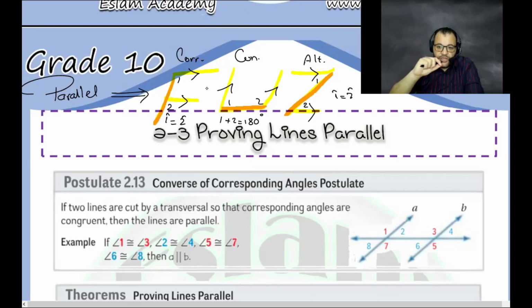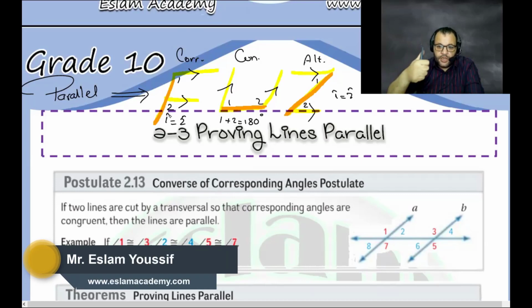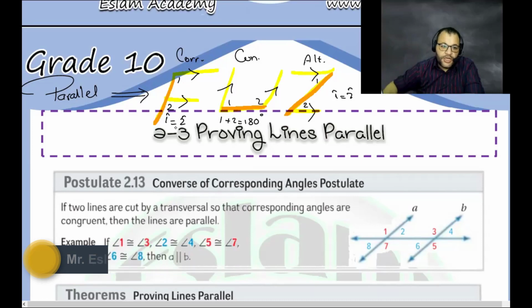The definition: they lie on the same side of the transversal, one interior and the other exterior. If you find that two angles lie on the same side of the transversal, one of them interior and the other exterior, and both of them are equal in measure, then we have two parallel lines.